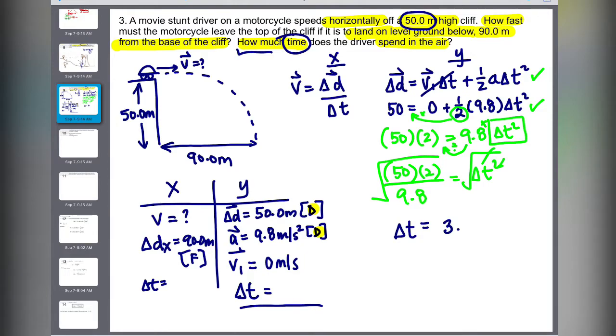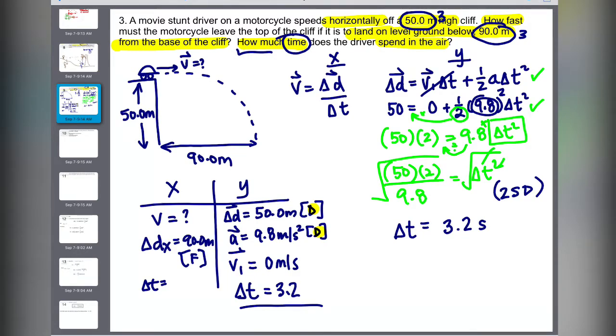this number 50.0 has 3 significant digits. The 90.0 has 3 significant digits, but don't forget you use a 9.8. 9.8 has 2. So what that means is you would round your answers to 2 significant digits. So 2SD is what I'm rounding it to. So I look at my answer, instead of 3.194, I would write 3.2 seconds. Okay, so now I've gotten that this is 3.2 seconds.